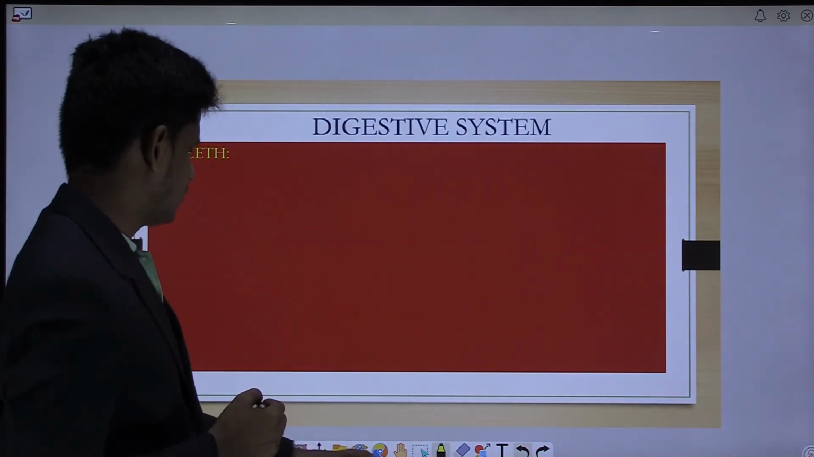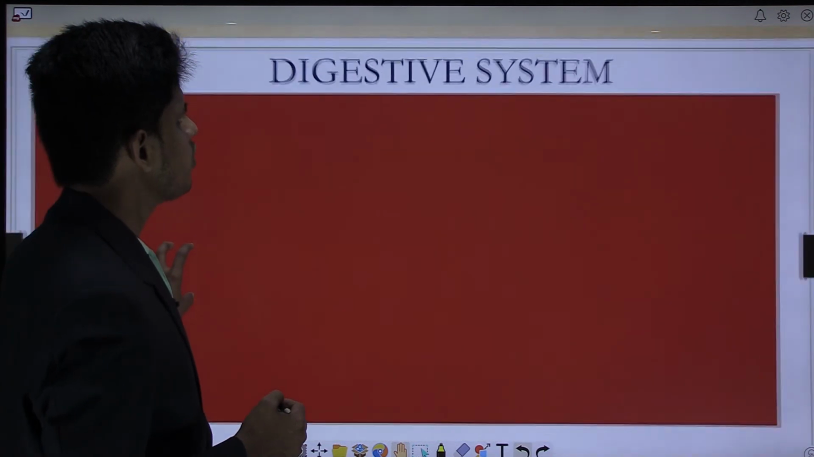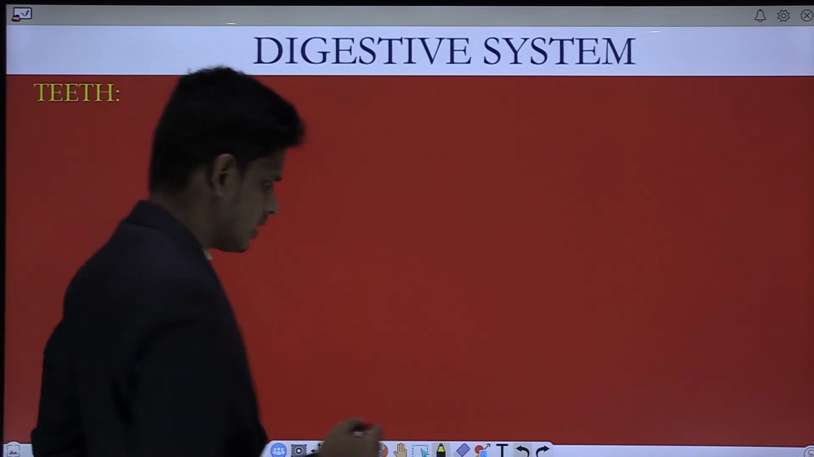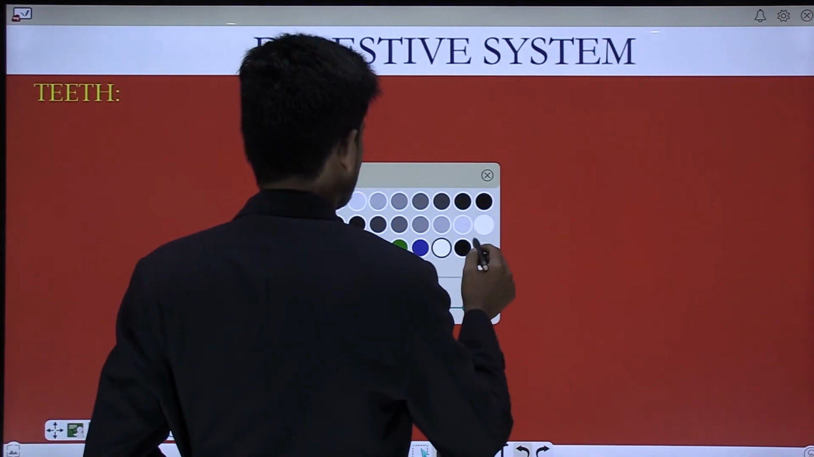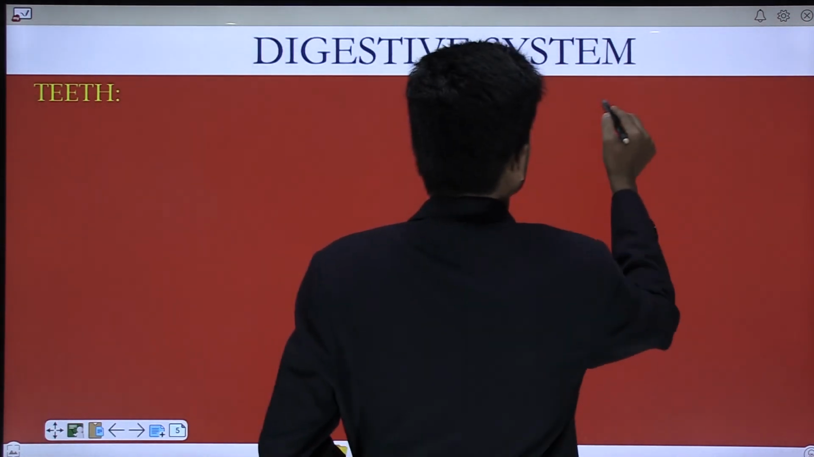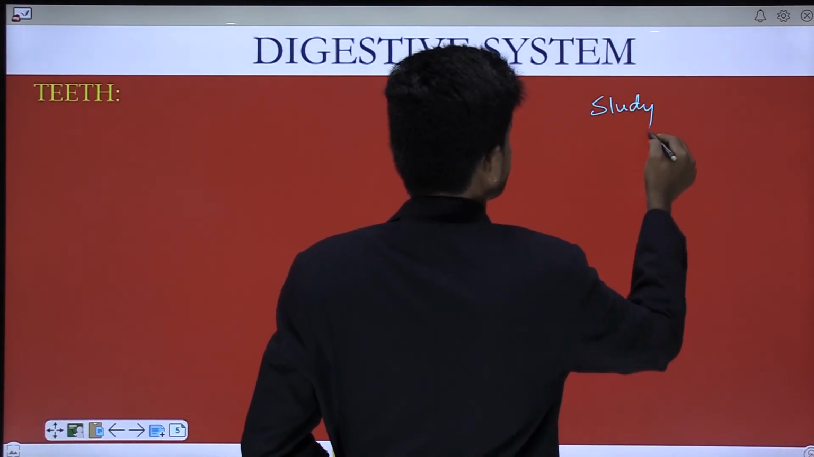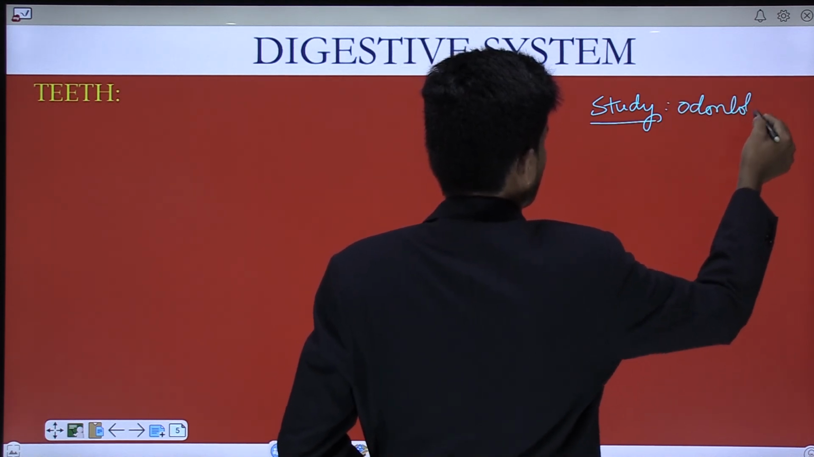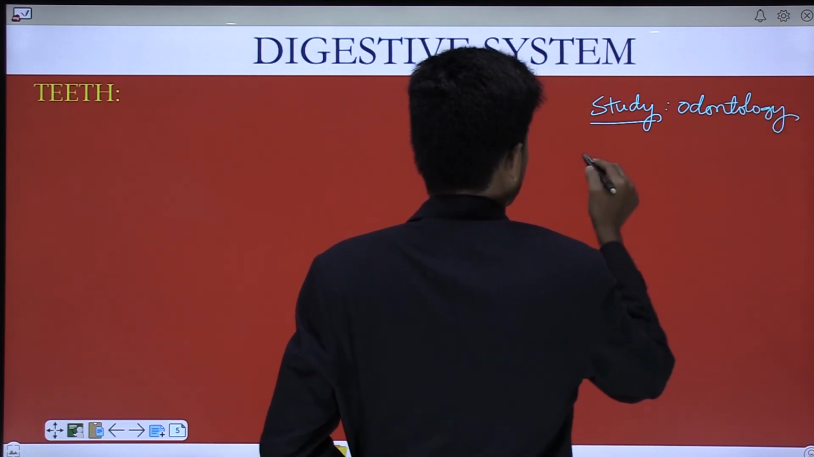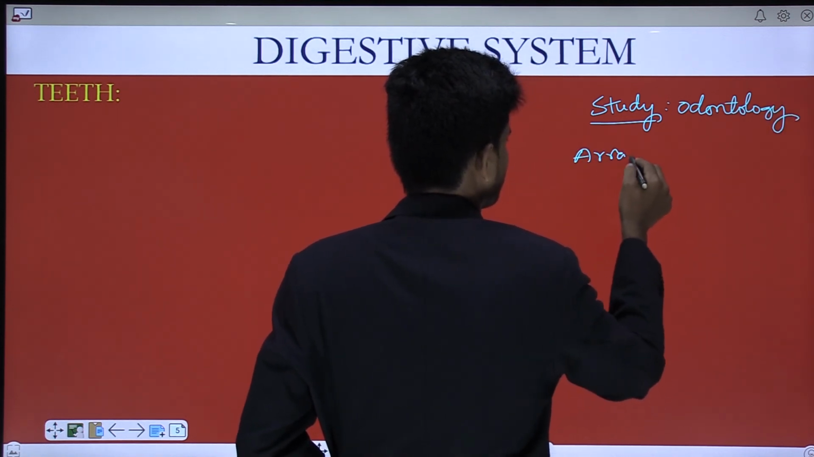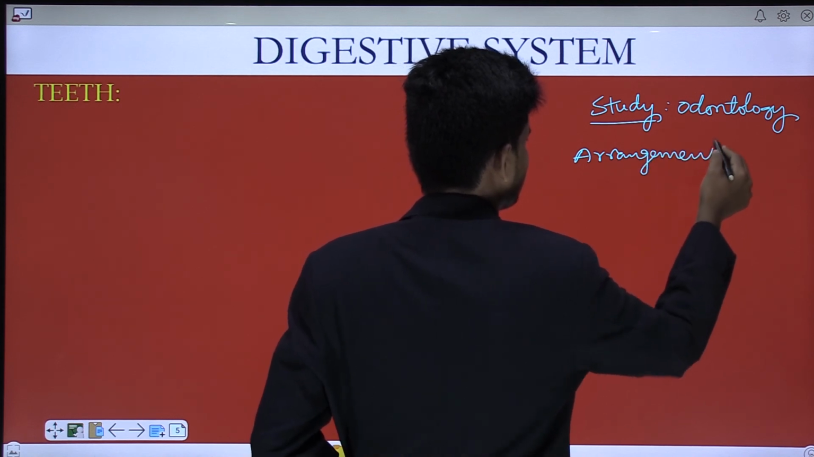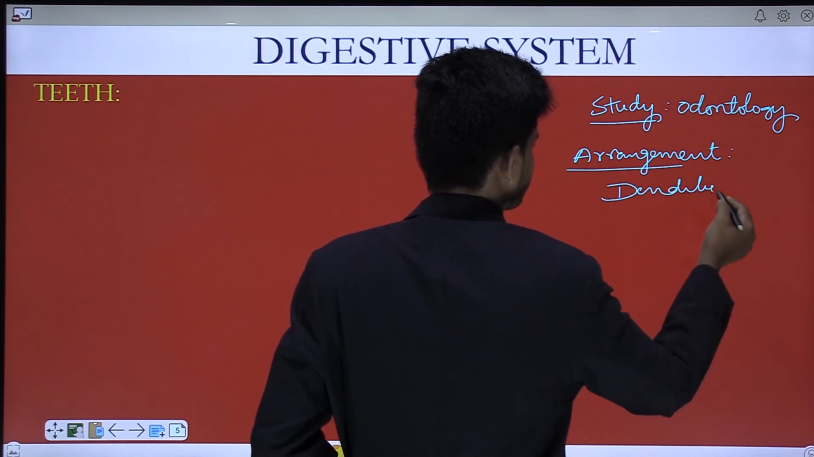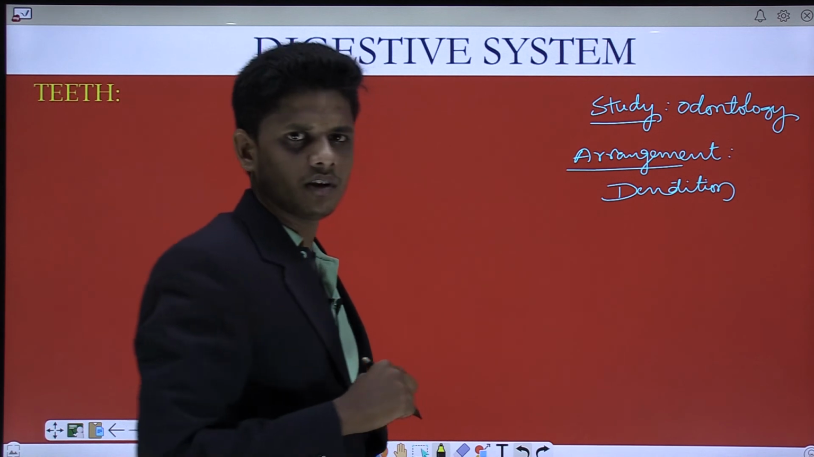The next one is teeth. Have a look at this. The study that is concerned with the teeth or tooth is called odontology. The arrangement of the teeth inside the mouth is called dentition.